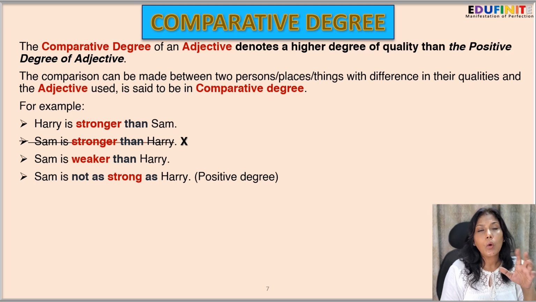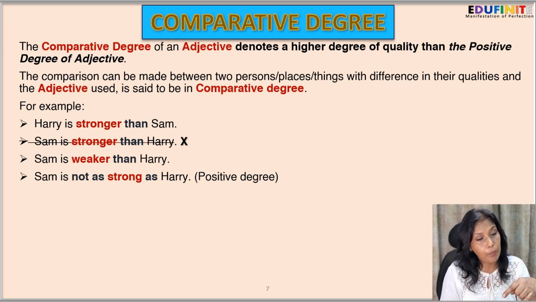Next. Now we can change this to positive degree by saying Sam is not as strong as Harry. Now this is changing comparative degree to positive degree. In comparative degree, what did we say? Harry is stronger than Sam. So to have the same meaning in positive degree, we can say Sam is not as strong as Harry.